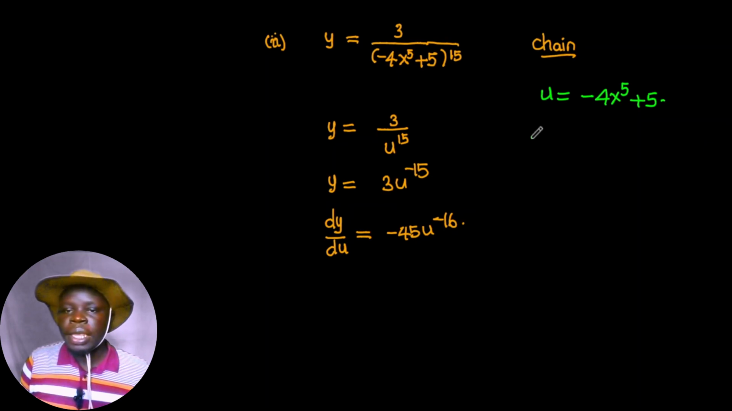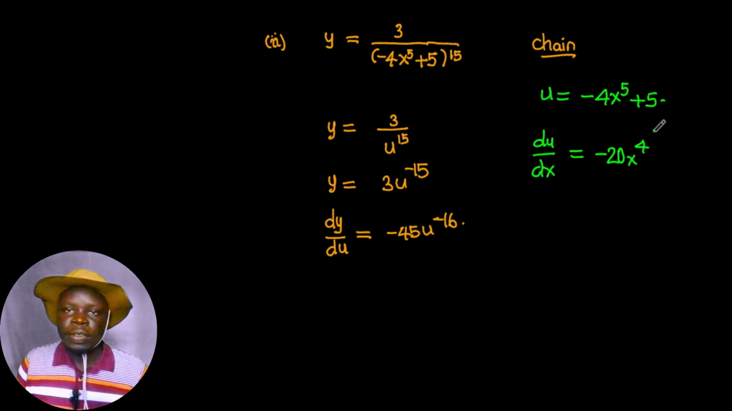Now let's get back here and also differentiate u with respect to x. So we have du by dx. This is equivalent to, multiplying this, we get negative 20x, and we drop the power by 1 to 4. And the derivative of a constant is 0. So for that case, we end here.